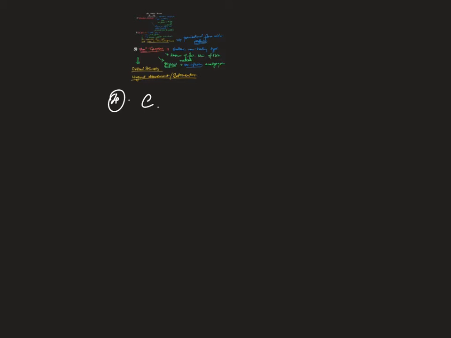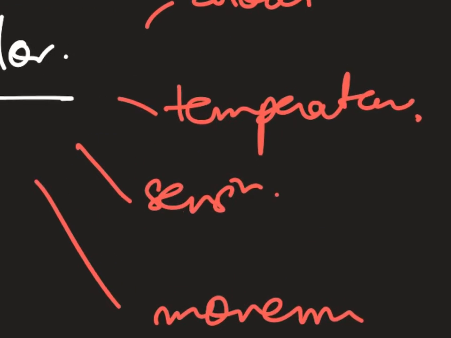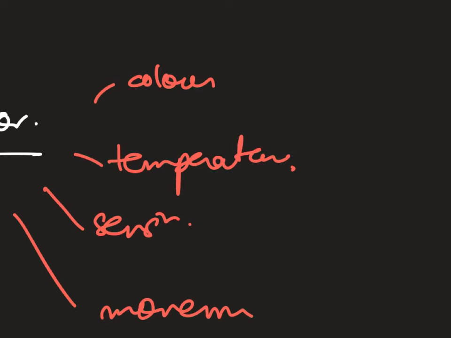You must also assess the color, the temperature, the sensation and movement of such limbs. Okay, let me highlight that for you. Color, temperature, sensation and movement. Color.